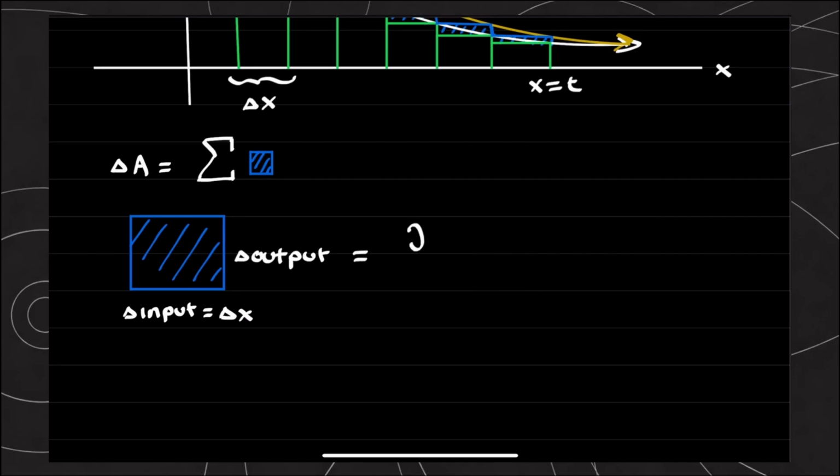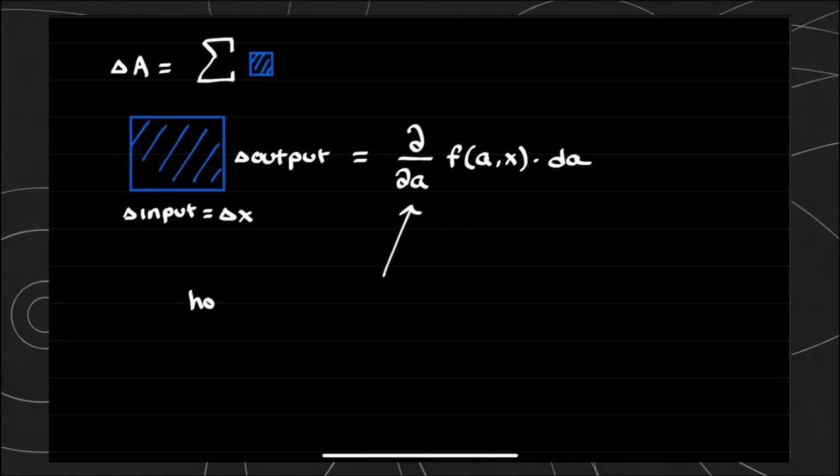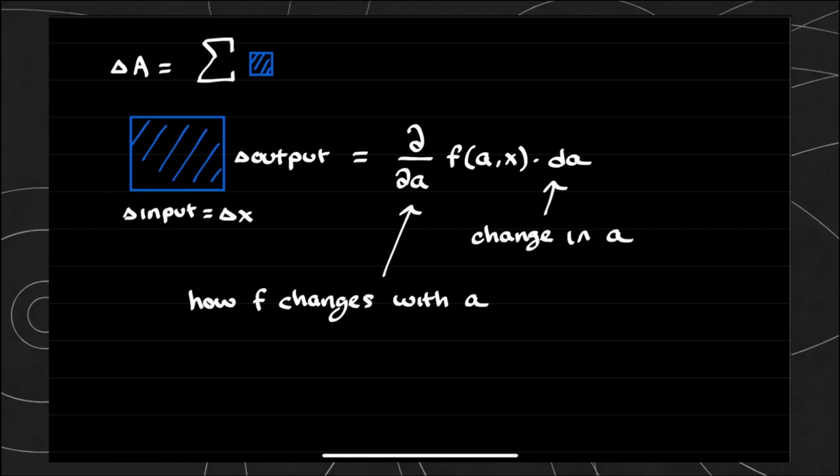So that change in output is going to be the partial derivative of f with respect to a multiplied by a tiny change in a. The first term there, the partial derivative of f with respect to a, is simply describing how f changes as a changes. And then that second component, da, is simply the change in a. If you put all of that together, the first term tells you how f changes with a, and if you apply a change in a, then you just recreate how f actually changed.